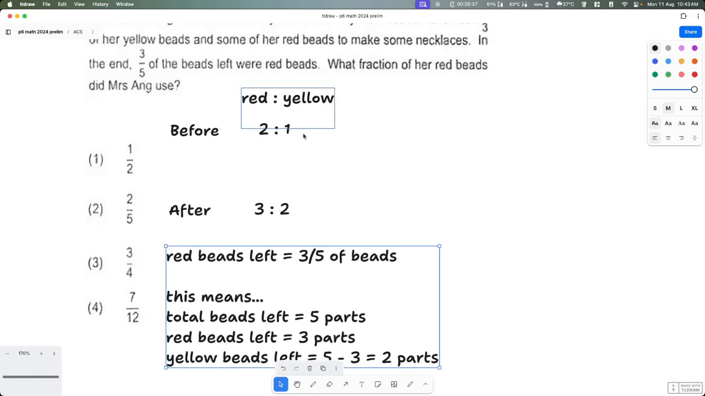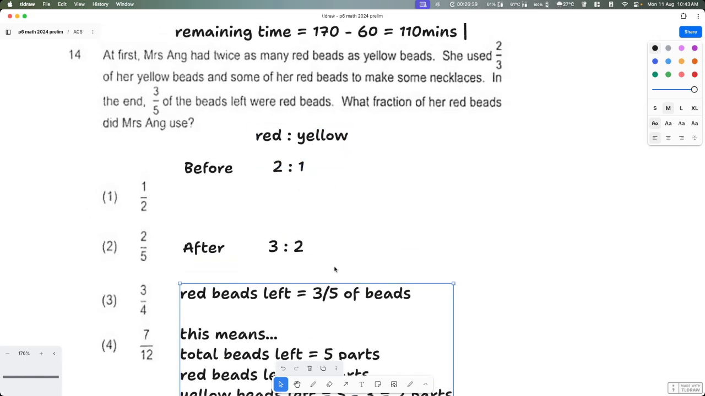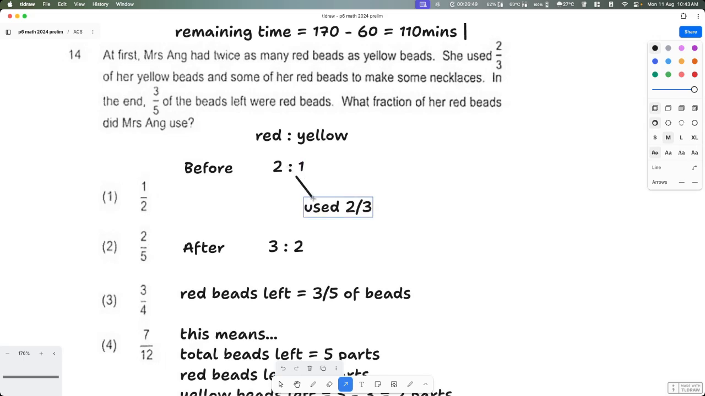So now we know that from before and after, she used 2/3, right, from the one yellow over here. Let me put the arrow like this. So from this over here, from 1, 2/3 is used, and then to this.